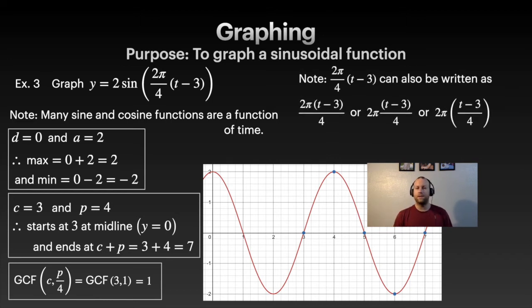Another note with this, so in this question we had 2 pi over 4 times t minus 3. I can write these out in a variety of ways. I could write it out in front of the bracket, or I can include the bracket inside of the equation. You might get either one of those.